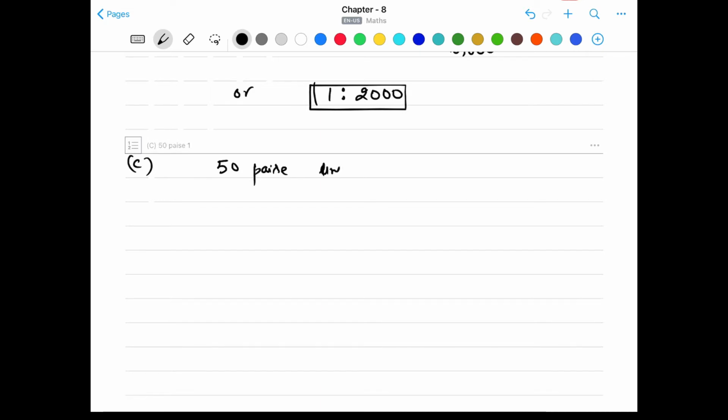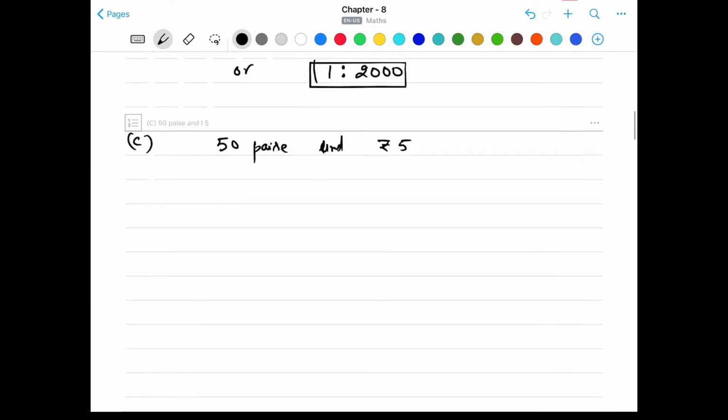and 5 rupees. Okay, so again you can see that the unit of the value here is paise, while here it is rupees. So again we have to change the unit of one of the values to make them the same. So like I said, we generally change the bigger unit to a smaller one. Out of the two, rupees is the bigger unit. Okay, so we'll change the rupees to paise.